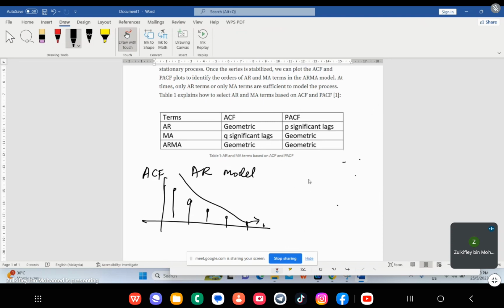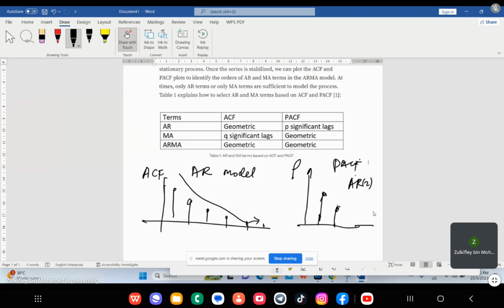Dan PACF, awak akan jumpa significant lag. So contohnya dia ada PACF dua palang. Hanya 2 palang. Significant. Significant. Ini rho. Significant, makanya kita gunakan AR2 model. Berbeza dengan MA model we refer to ACF. ACF kalau ada 2 significant, makanya kita gunakan MA2. Tetapi kita kena check pula PACF. PACF dia menurun secara geometri. That is a MA model.